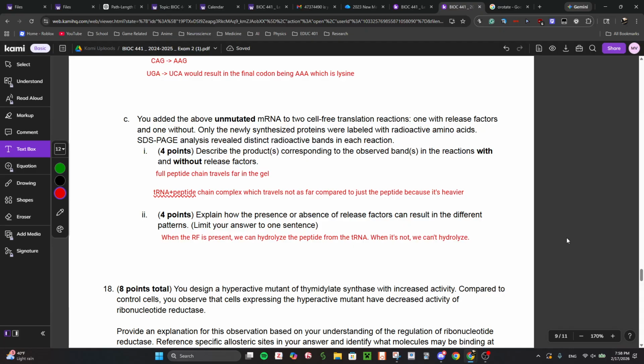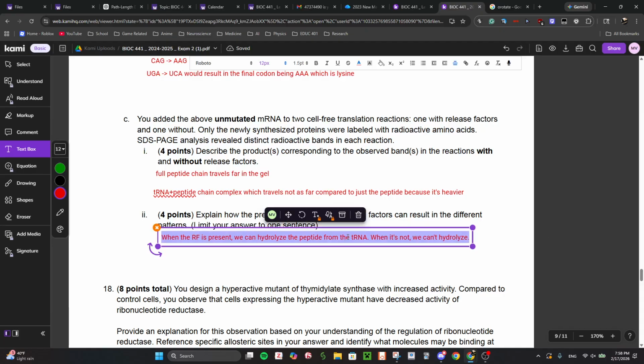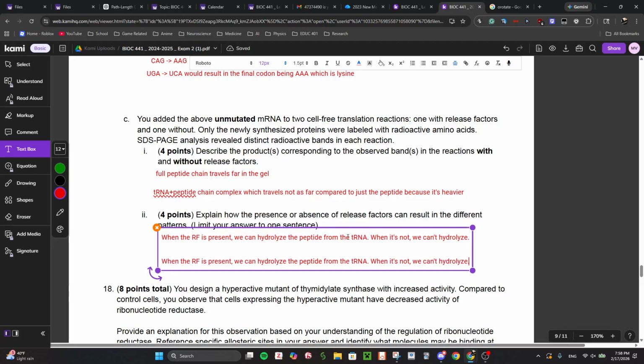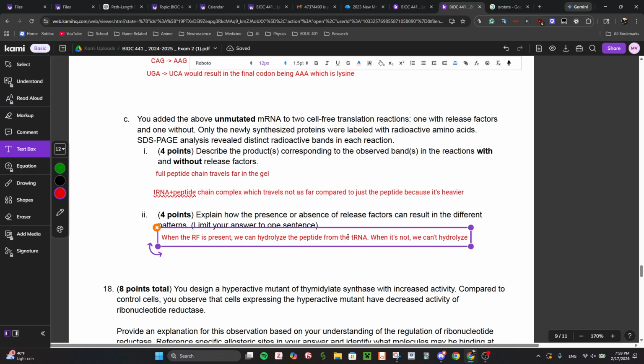Peptide is hydrolyzed in the presence of release factor. They wanted you to describe it in both cases. You would say in the presence of release factor it was hydrolyzed, and without the release factor it wasn't hydrolyzed. They just want you to say both, so you can copy and paste this and do the same thing, but say it when there isn't a release factor. I actually put that on my test and I got full points, so you can do that.